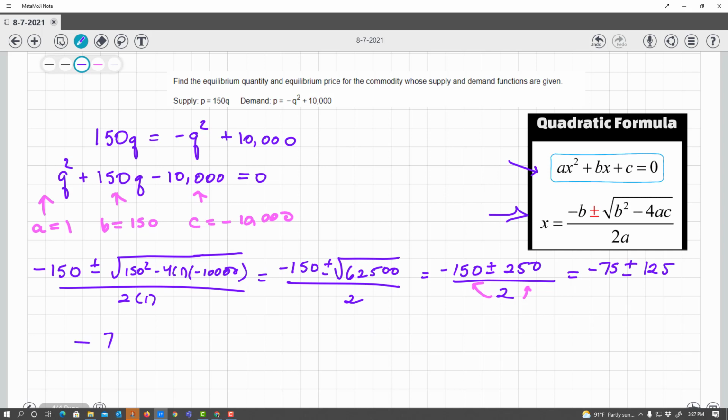Now remember what this means, the plus or minus, but a quantity is not going to be negative, so we just ignore that one, and we get our quantity of 50. And so pretty much that's what we were asked.